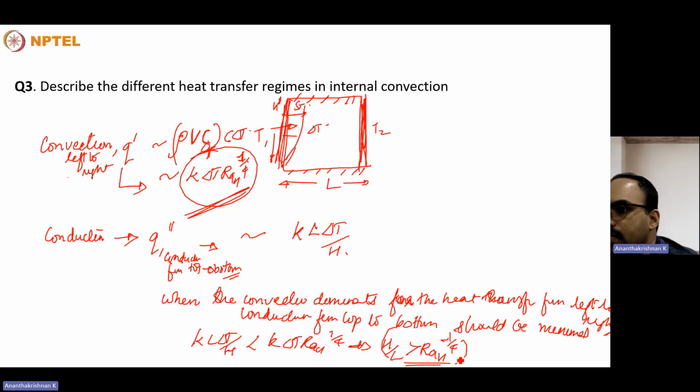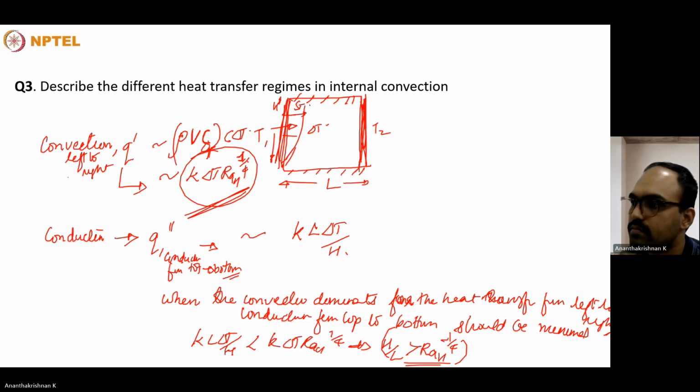So based on the slenderness ratio H by L, we can divide the domain. When K L delta T divided by H is less than this one, convection dominates. But in the opposing case, when the conduction dominates over the convection, the Rayleigh number raised to 1 by 4 should be less than 1 in that case. That will be the first case.